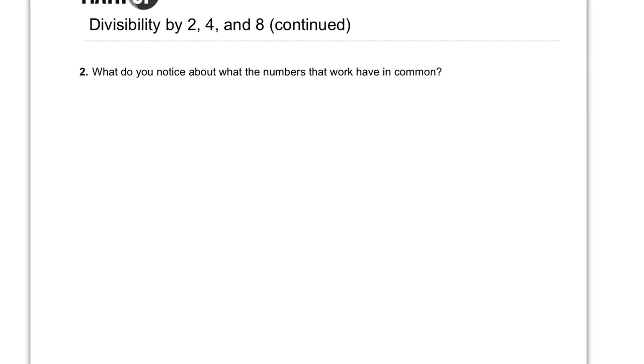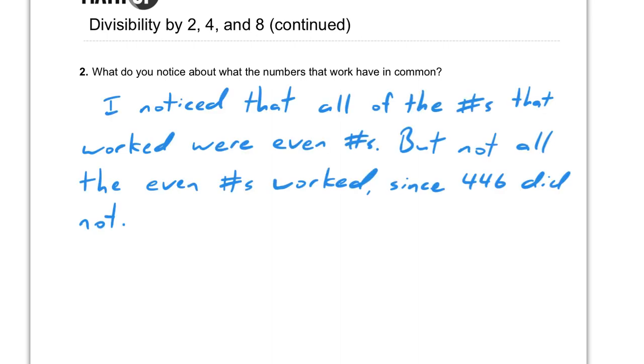It says, what do you notice about what the numbers that work have in common? And I might say something like this. I noticed that all of the numbers that worked were even numbers, but not all the even numbers worked since 446 did not.